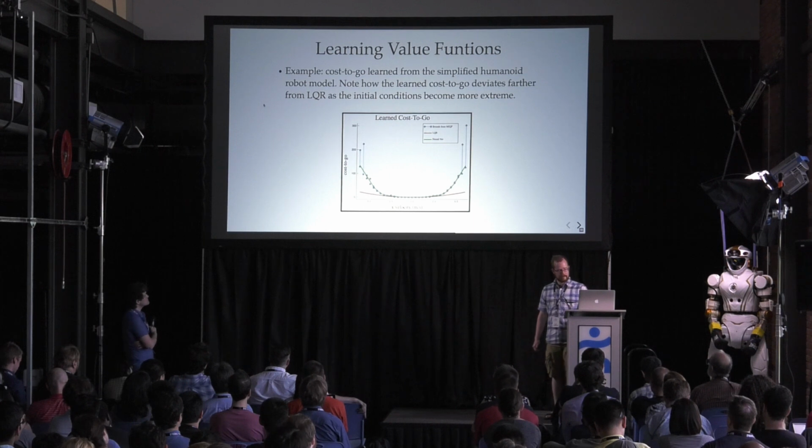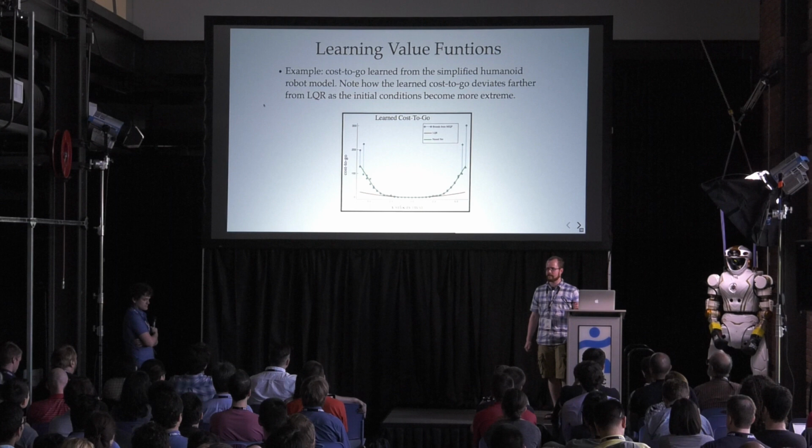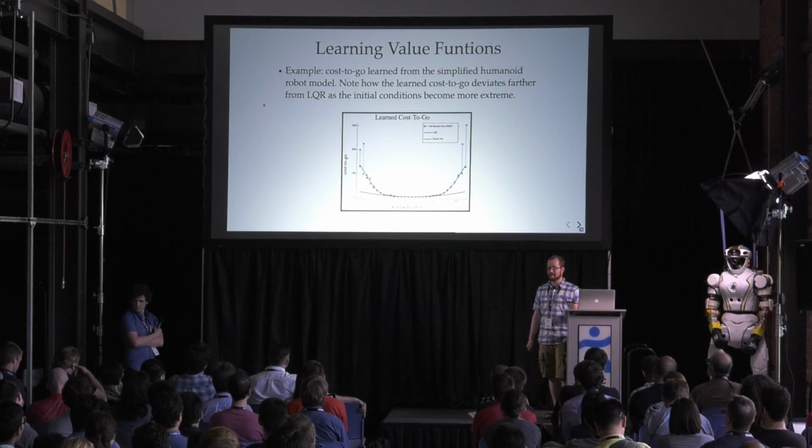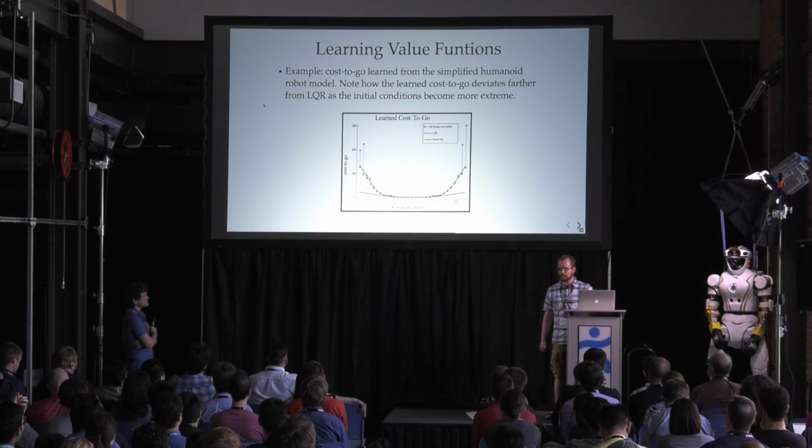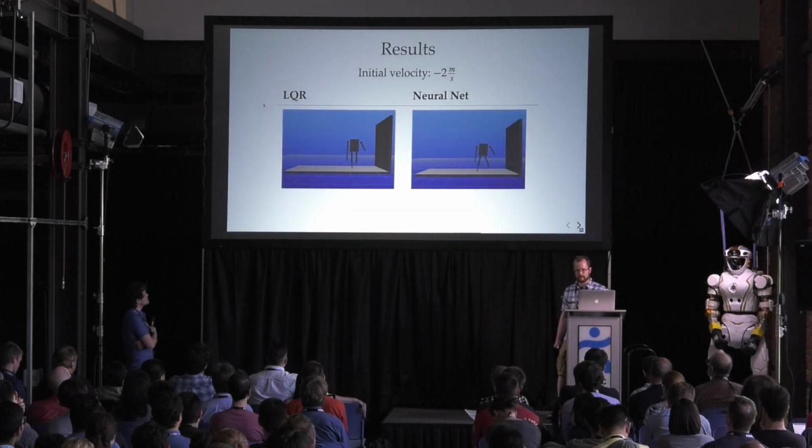It agrees well in the origin, so this X scale is how fast the robot is moving. So when you're not moving very fast, LQR is fine. When you are moving fast, it's completely wrong. But the green curve is a much better fit for the actual data. Okay, but that's all just graphs.